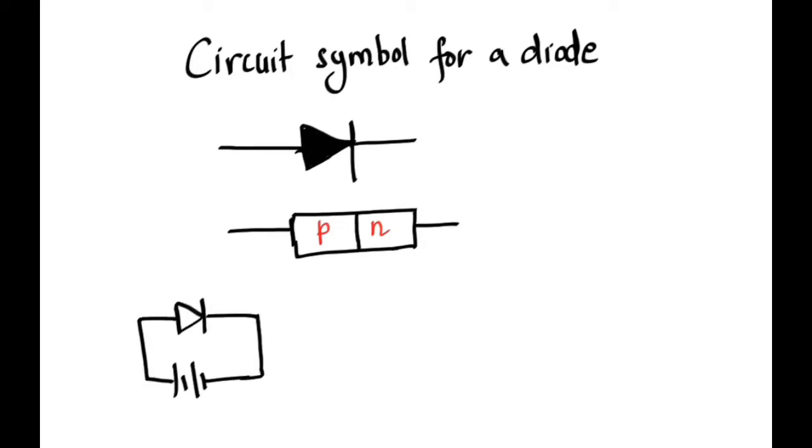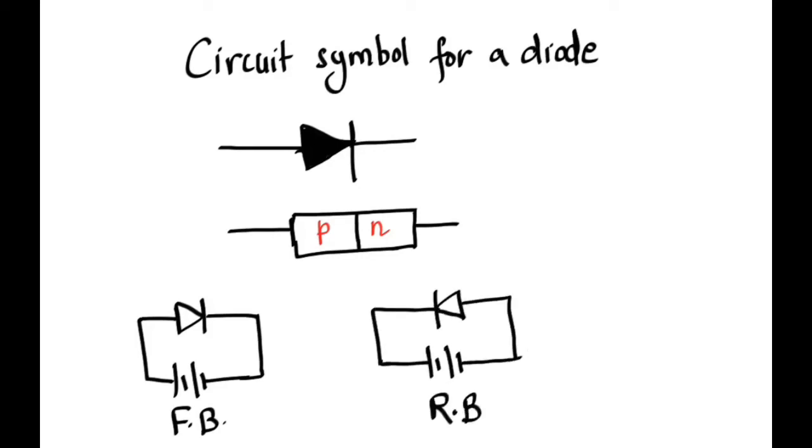And we can quickly see how it is connected in forward bias. So that's the connection for the forward bias circuit, and that's the connection for the reverse bias circuit. We can see that the N type is connected to the positive of the battery, and that's why it is the reverse bias.